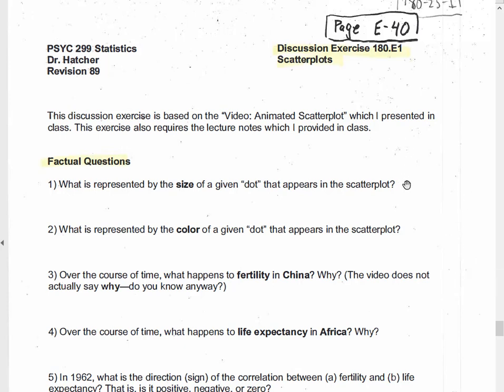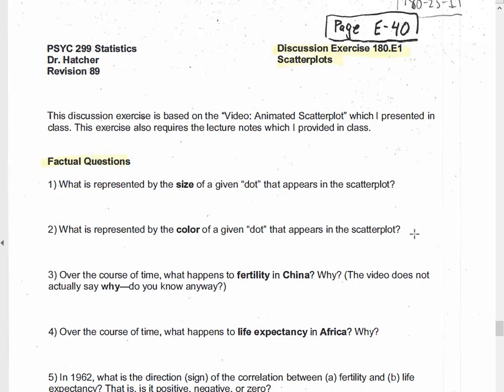These are the questions that I want you to bear in mind as you're watching the video. What's represented by the size of a given dot that appears in a scatter plot? I indicated that with the statistical software we have today, it's possible to present all kinds of information in a scatter plot. This scatter plot doesn't include just dots, but the size of the dots means something. What does it represent? What's represented by the color of a given dot in the scatter plot?